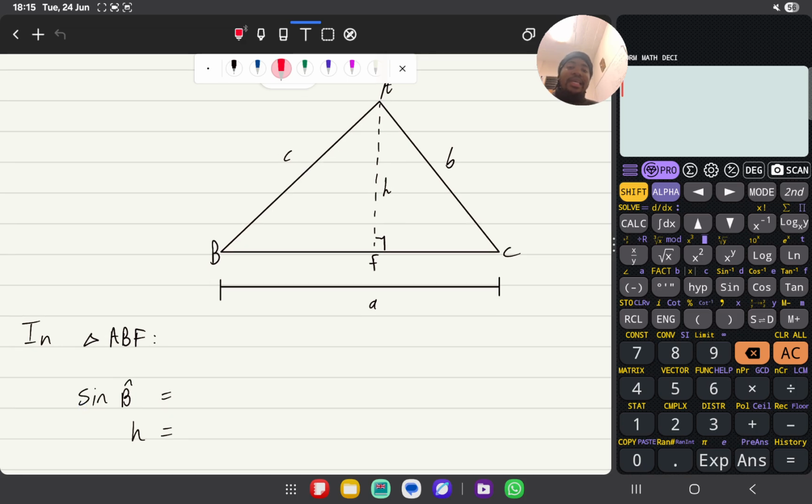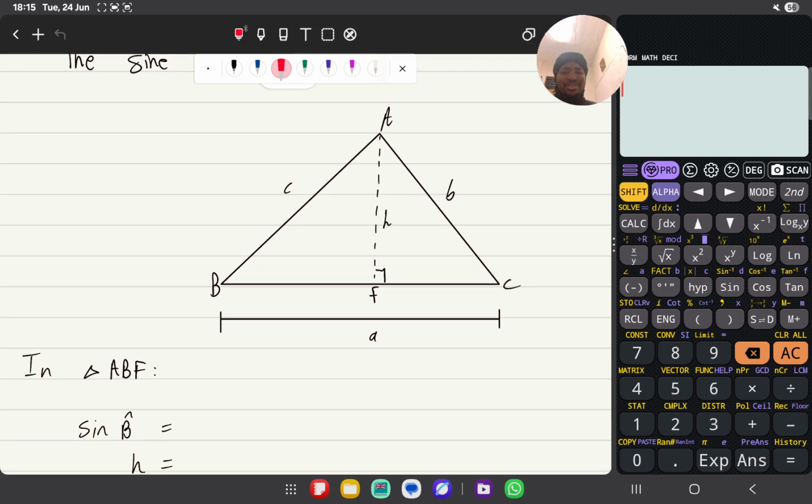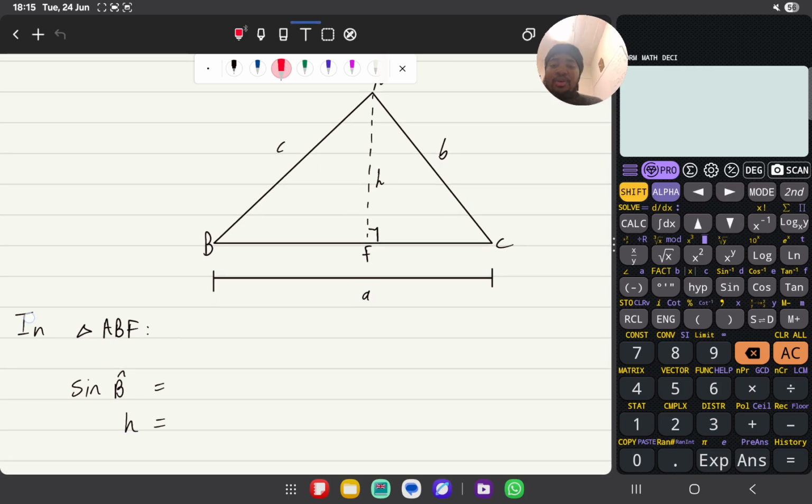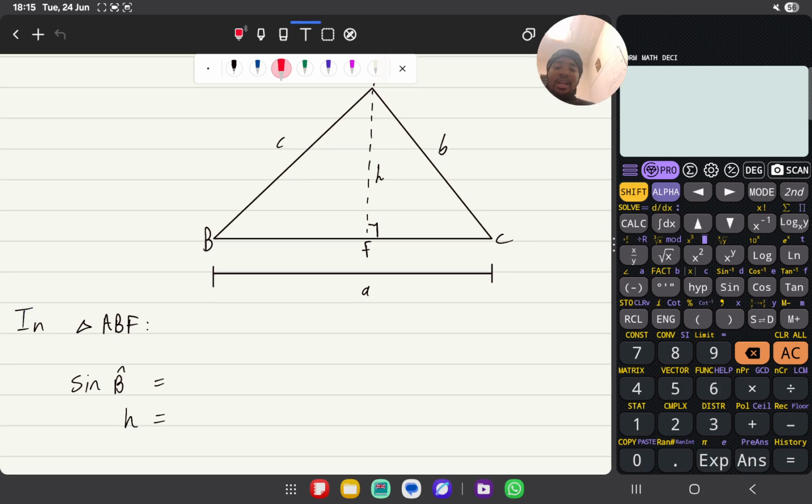So again, we have what? Okay, of course. So let's focus on the triangle on the left hand side. We have triangle ABC. It's this big triangle that I did draw here, and then I want us to focus on the side.